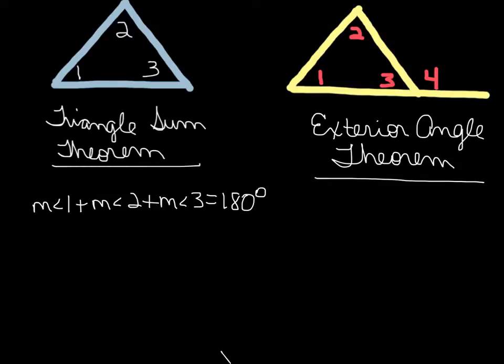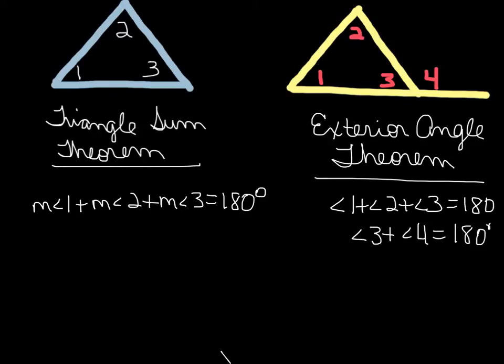Now let's look at the yellow triangle that has the angles with the red numbers. The interior angles here are angles 1, angle 2, and angle 3. And we know from the previous theorem that angle 1 plus angle 2 plus angle 3 equals 180 degrees. We also know that angle 3 plus angle 4 must also equal 180 degrees. Now remember that angle 4 right here is an exterior angle. Now let's keep going a little further.